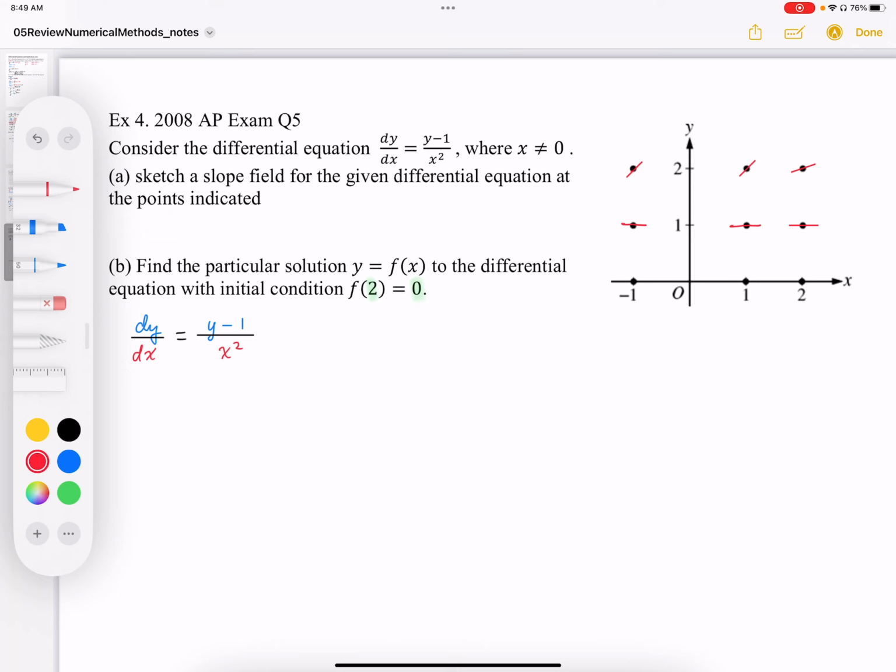And then at y equals 0, the numerator is going to be negative 1. So it's pretty much going to be the same as at y equals 2, except negative. So we're going to get negative 1 divided by 1, which is a slope of negative 1. At x equals 1, y equals 0, we get negative 1 divided by 1, so we get a slope of negative 1. And at x equals 2, y equals 0, we get negative 1 divided by 4, so we're going to end up with a negative 1/4 slope, so something like that.